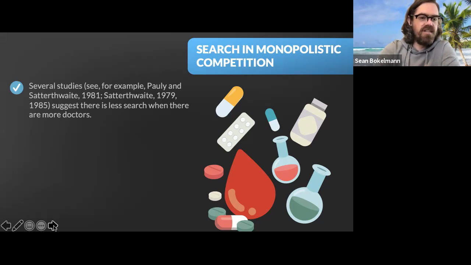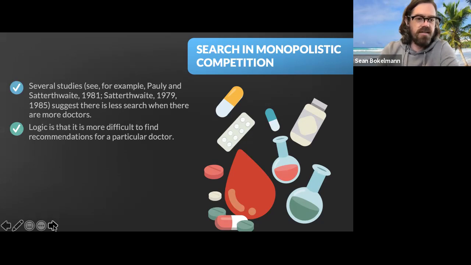now, there's several studies that suggest there's less search going on when there are more doctors. So why might that be the case? Well, the author's logic is that when there are more doctors, it's more difficult to find recommendations for a particular doctor, right? So you're in a big city, there's tons and tons of doctors, and you're asking your friends, "Hey, have you been to Dr. Johnson?" They're like, "I don't know who that is," right?